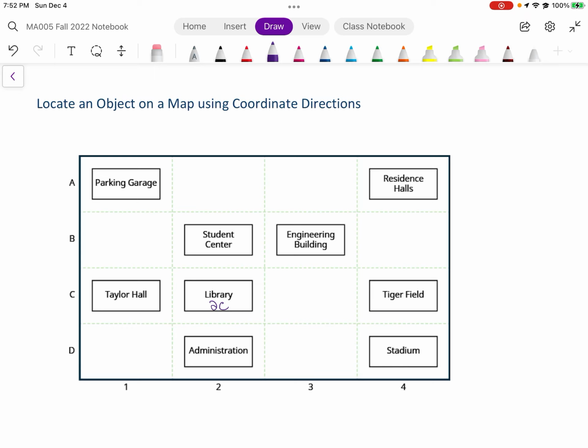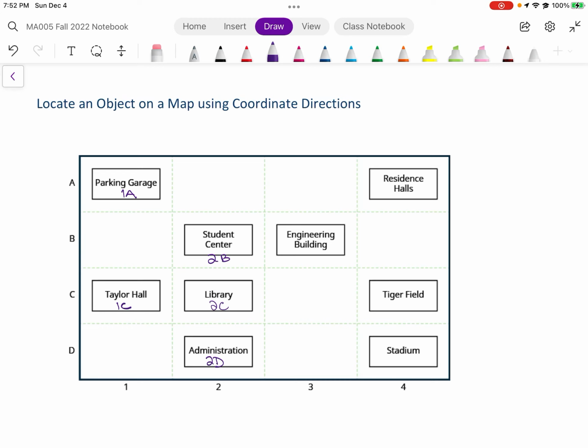So just take a moment, pause the video, and try to label each of these with the grid location that it's at. Okay, so the parking garage, we'll start up there, is at 1A. Taylor Hall is at 1C. Administration is at 2D. And if you got any of these wrong, pause the video and try to figure out what you did wrong. Student Center is at 2B.